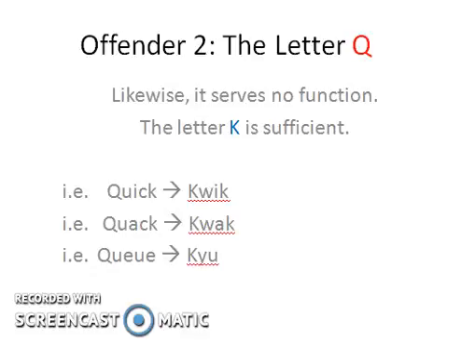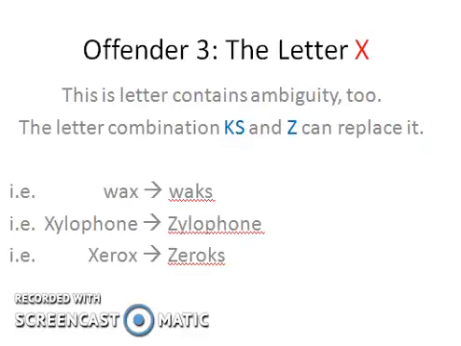The second offender, the letter Q. Likewise, it serves no function. K can easily replace Q, with a combination of either W or not at all. The third offending letter, the letter X. This letter is very ambiguous. The letter combination K and S or Z can replace it. Wax, xylophone, Xerox. X appears twice in Xerox, but produces two different sounds.